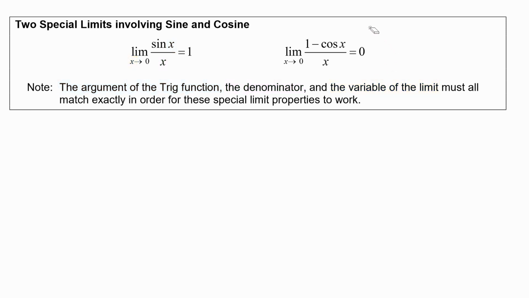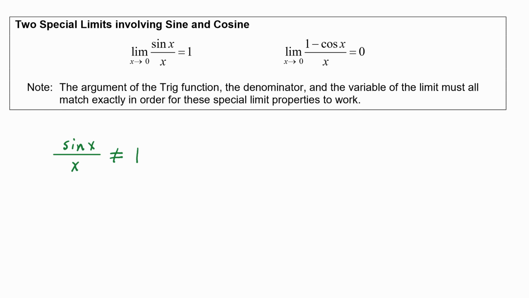So over here, the argument of the trig function, the denominator, and the variable of the limit all have to be the same. Something else to make sure you understand is that sine of x over x does not equal 1. So the expression on its own does not equal 1.